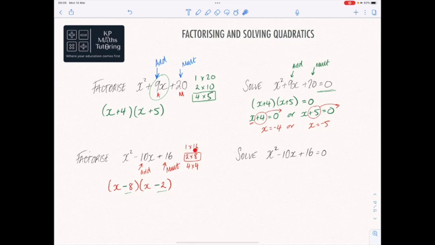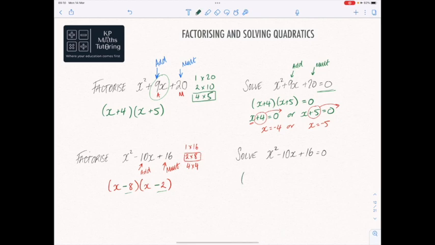Well, I can't make a 10 out of 1 and 16. What I could make is a 15 or a 17. Out of 2 and 8, I know I can make a 10. And out of 4 and 4, I'd either make an 8 or a 0. If I added them together, I'd make 8. If I did one as a positive, one as a negative, I'd make a 0. So it has to be these two.